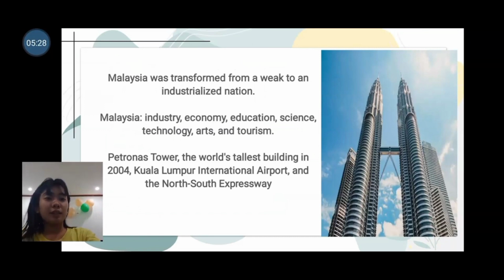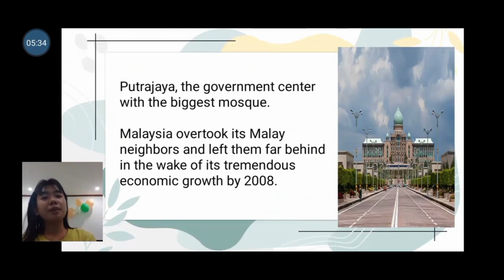So you can visit if you have the money, of course. And now the photo shows the Petronas Tower, the world's tallest building in 2004. And here, the next one, we have Putrajaya, the government center with the biggest mosque. So this is the church of Muslims here. And Malaysia overtook its Malay neighbors and left them far behind in the wake of its tremendous economic growth by 2008.